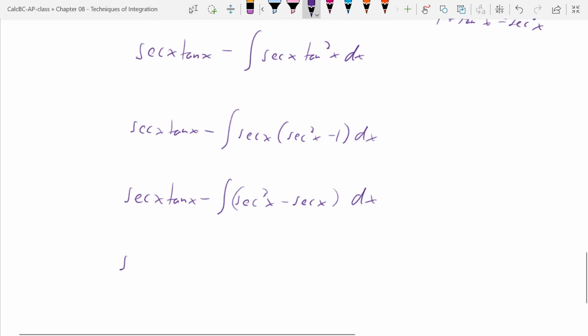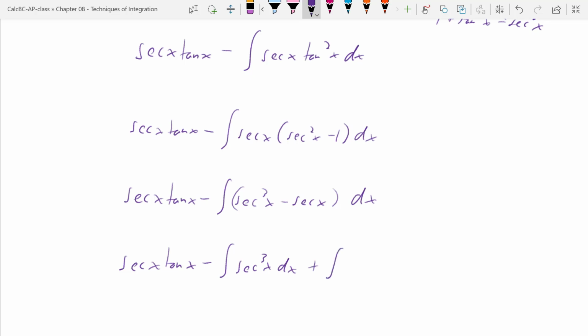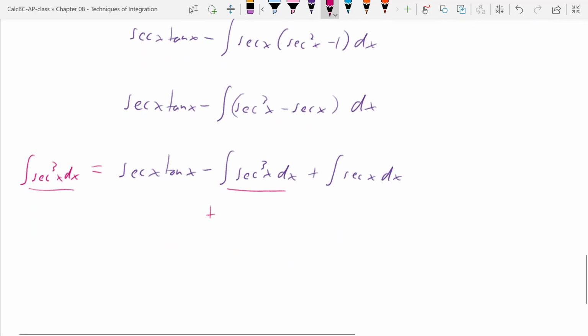So splitting this integral up now into two different integrals gives me the negative integral of secant cubed x dx plus the integral of the secant of x dx. And if you guys remember what we did yesterday, when I have the integral of the secant cubed x dx equal to all that, I'm kind of back to a point where I have the same thing, and I can add that to both sides, giving me 2 times the integral of secant cubed x dx equals secant x tangent x.